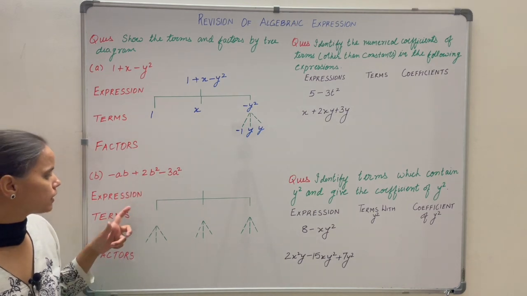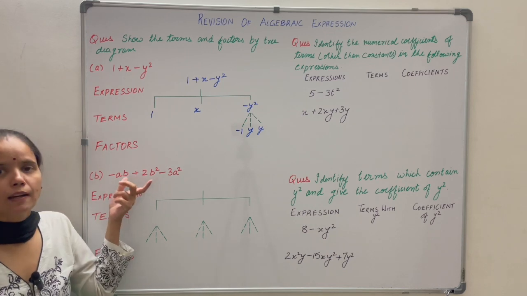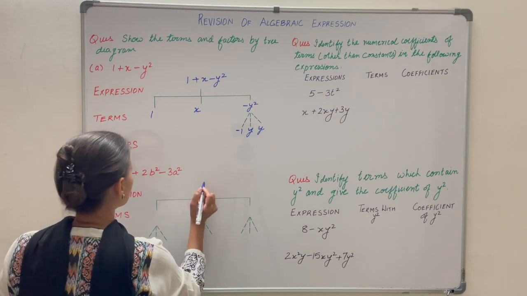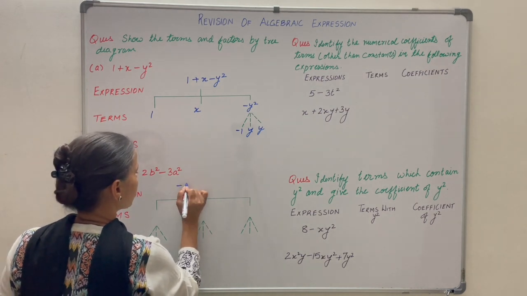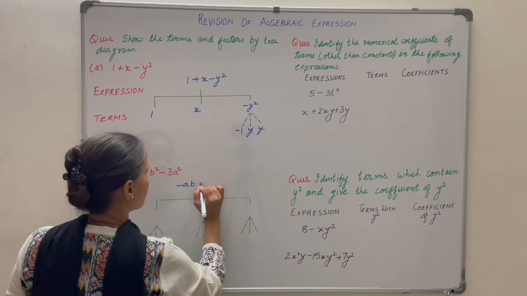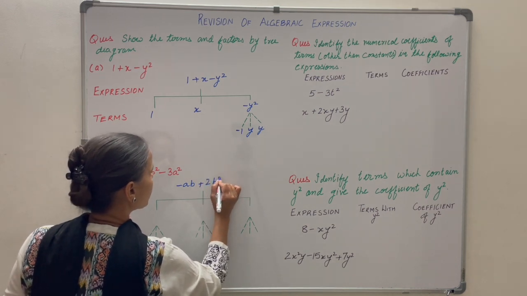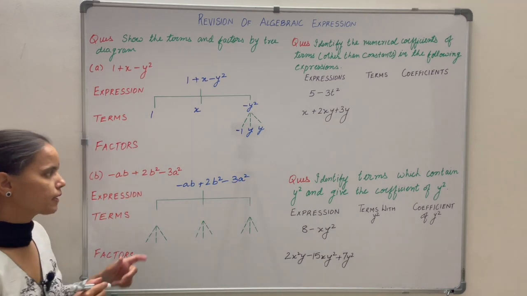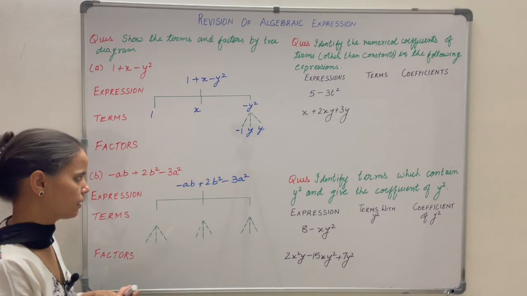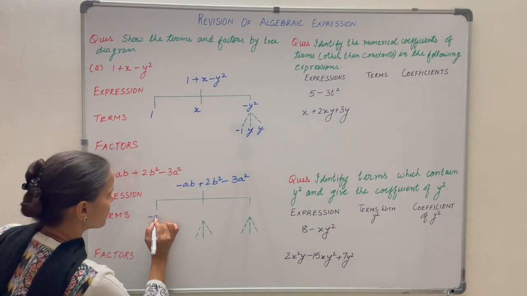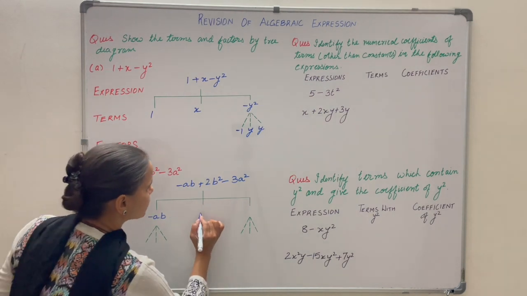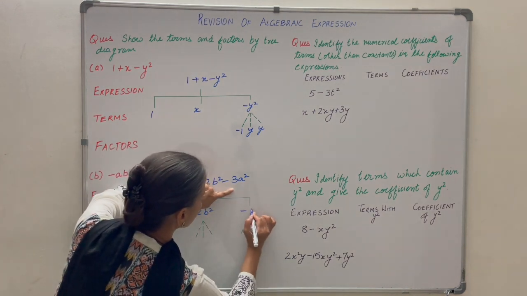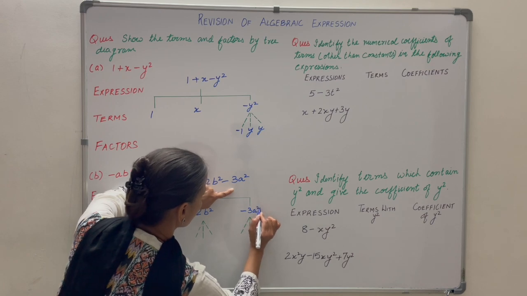You need to find out the terms and factors for this expression with the help of a tree diagram. So let us first write down the expression here. It is minus ab plus 2b square minus 3a square. You can clearly see there are three terms here. The first term is minus ab, the second term is 2b square, and the third term is minus 3a square.